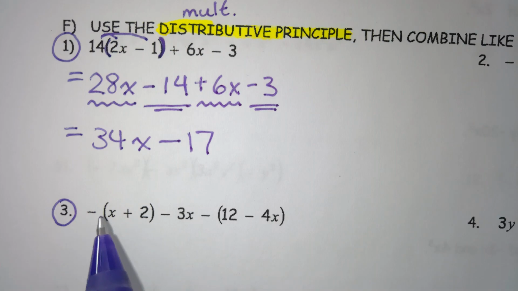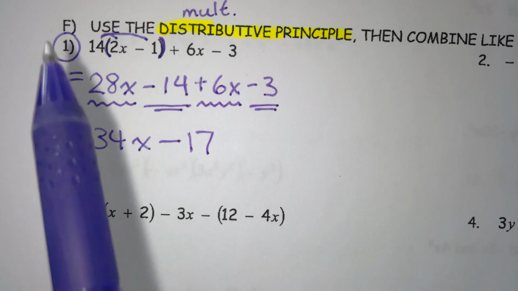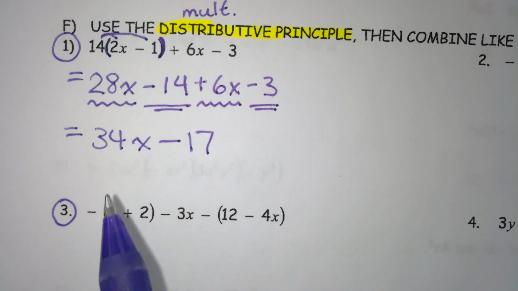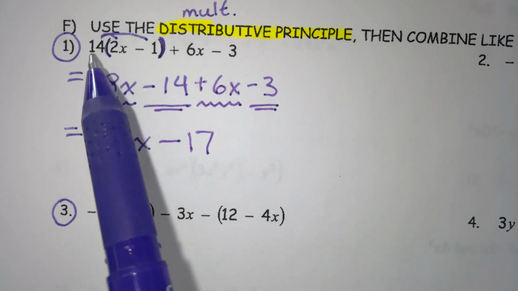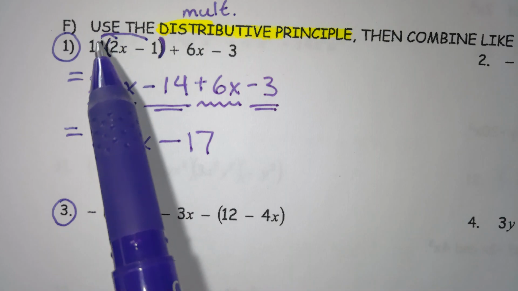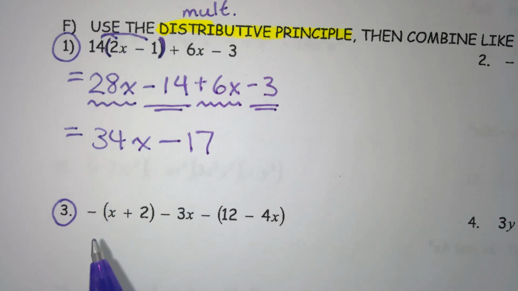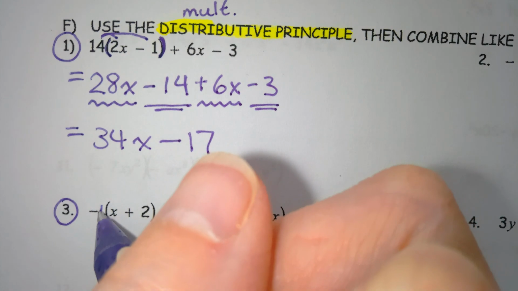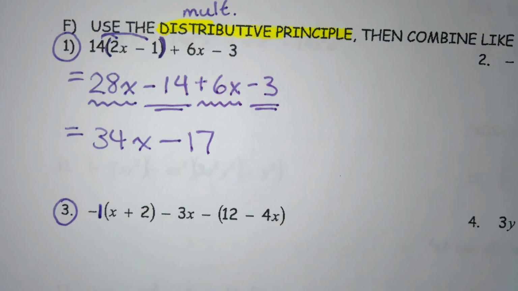So right here, if you compare question one and question three, in question one I said I have to multiply the 14 to everything inside the bracket. What about right here? What am I multiplying to inside the bracket? Negative one. That's right. So you guys heard of the invisible one? I don't know why they just don't write it. They have to make it invisible.